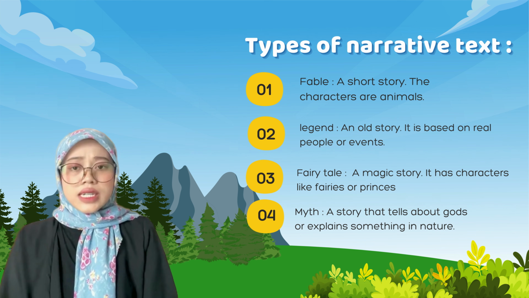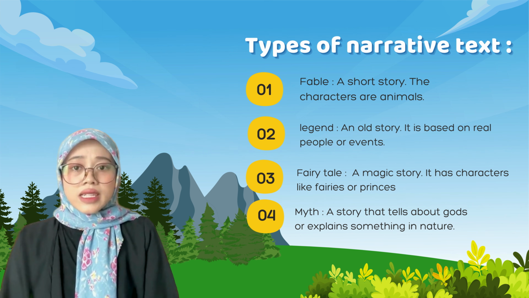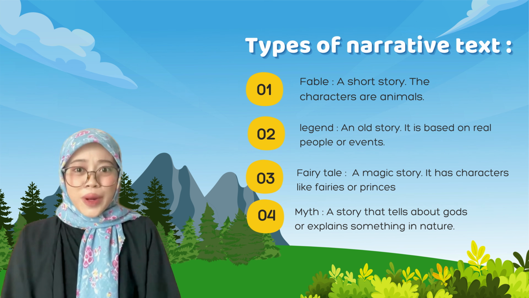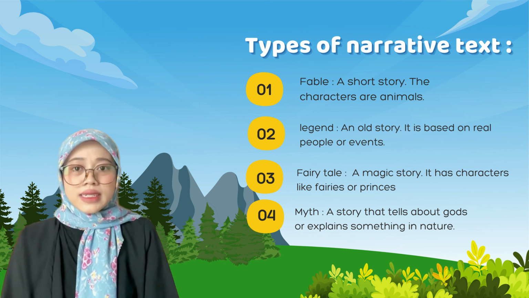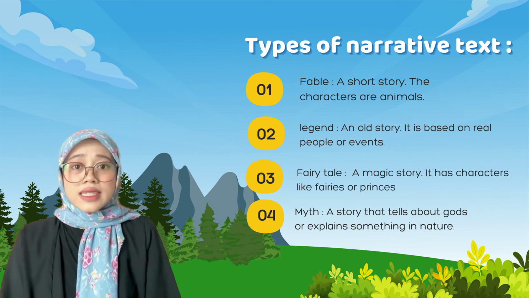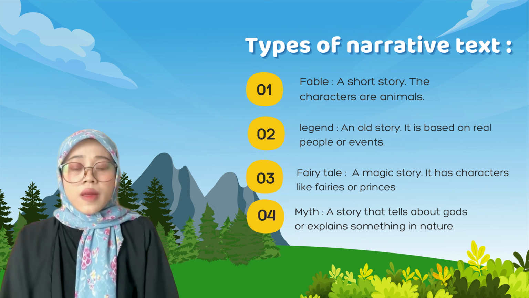And then the third is fairy tale. It is a magic story. It has characters like fairies or princesses. Examples are Cinderella and Snow White. And then the last is myth. It is a story that tells about gods or explains something in nature. Example, the story of Hercules.